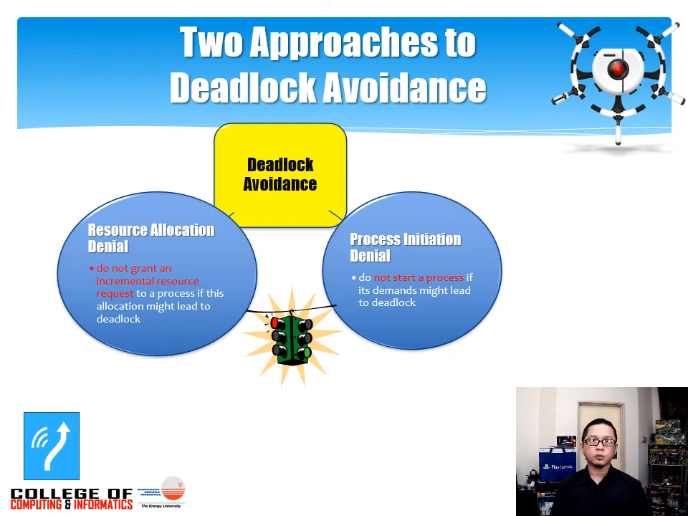By having control of that knowledge, it can have two conditions. Either you have resource allocation denial, where the process request will not be granted, or the second one is process initiation denial, where a process cannot be started unless all the resources needed by that process are available. So either you have one condition, resource allocation, or the other, process initiation. This is the deadlock avoidance approach.